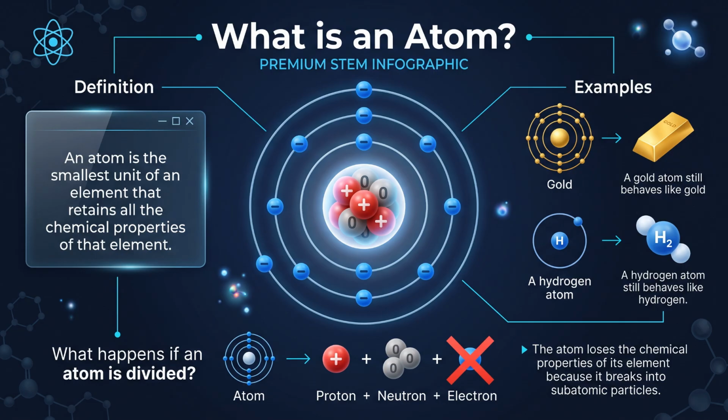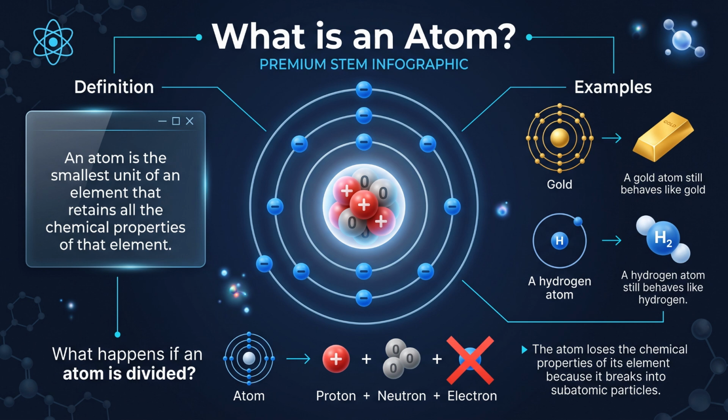What is an atom? What exactly is an atom? Let's break down this infographic into a clear, continuous guide for your studies. The definition and examples, starting on the left side. The graphic gives us a perfect definition. An atom is the absolute smallest unit of an element that still retains all the chemical properties of that specific element. To visualize this, look at the examples panel on the right.